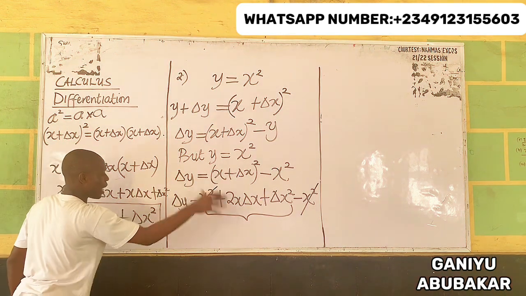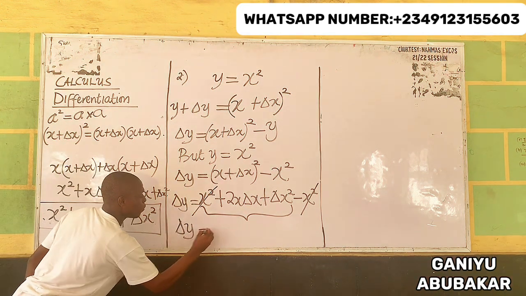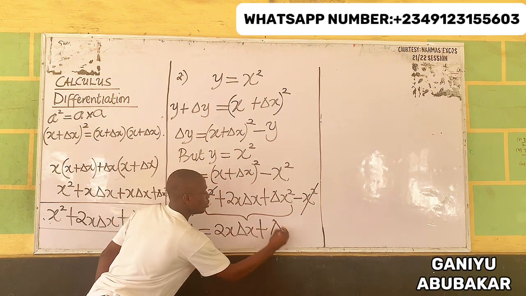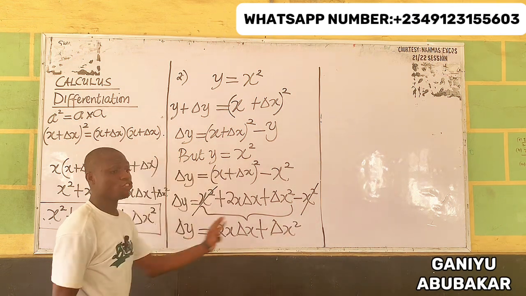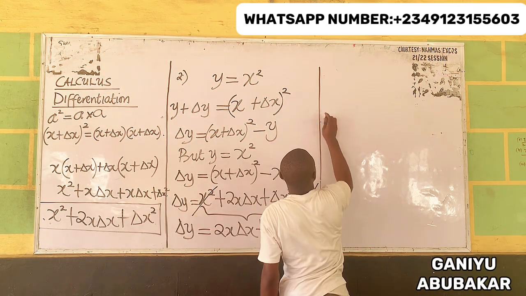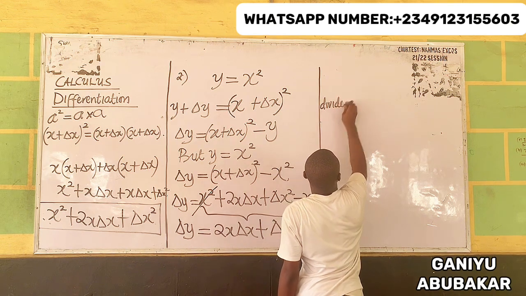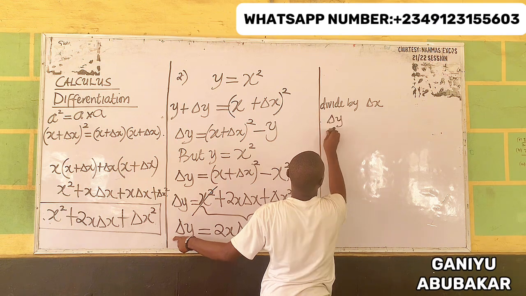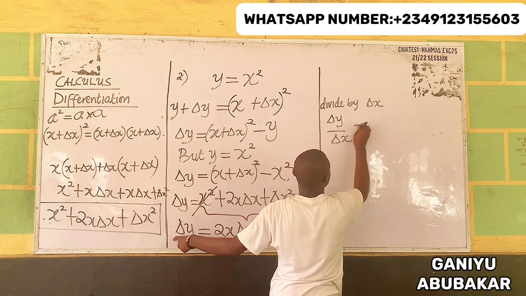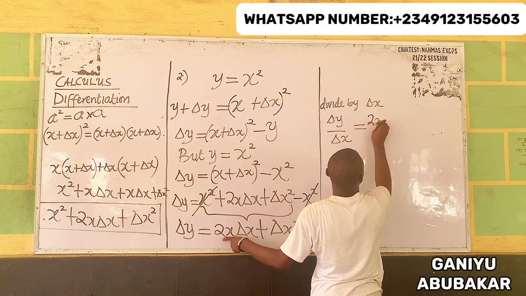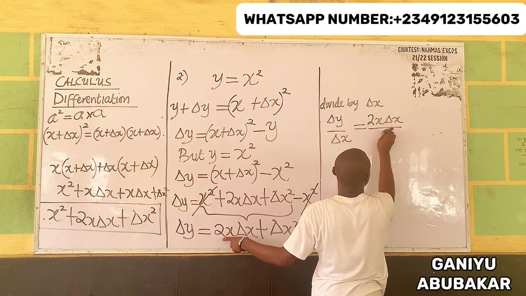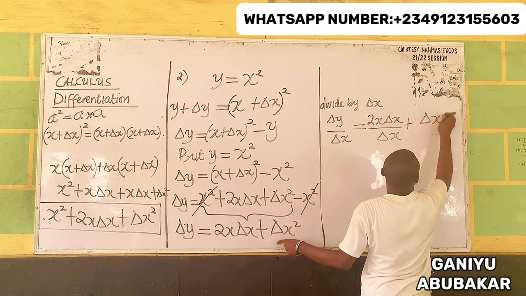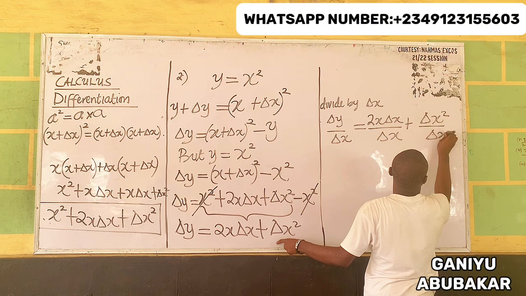So let me just repeat what I have here. I'll have change in y equal to what? 2x change in x plus change in x squared. When I say divide through by what? Change in x. Alright. Divide by change in x. I'll have what? Change in y over change in x is equal to what? This one first, that's 2x change in x over change in x. What next there? Plus what I have here? Change in x squared over change in x.